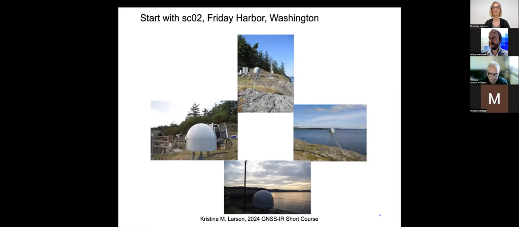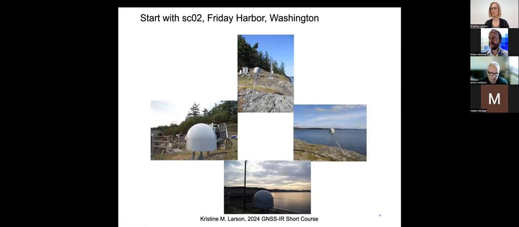So I'm going to start with SC02, and then I think I will stop for the break. For me, it was the first place we ever, along with Chalmers and Onsala, got good reflections from seawater. If you look at the picture on the left, there's a car and a mountain or a hill behind the site where you get no reflections, trees in the top picture. But again, if you look to the south, that photo to the east and the south, there is water there.